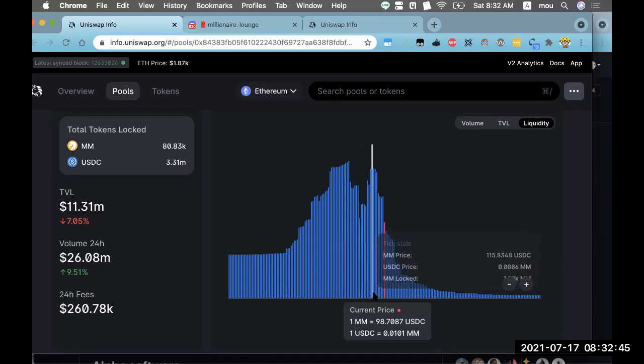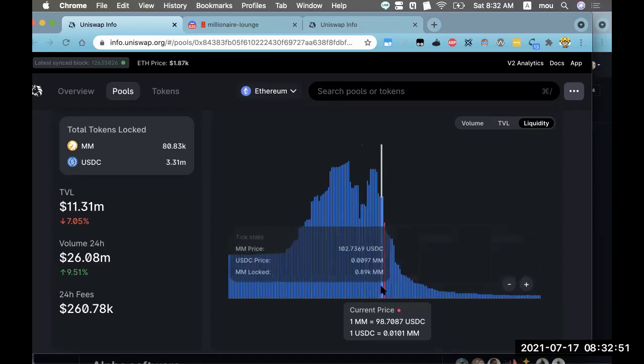You'll see that whenever they want to dump, they'll be putting a huge wall right in front of the current price so that it's very hard to move the price upwards. And when they see the buying orders decrease, they dump, which will quickly move the price down a lot.